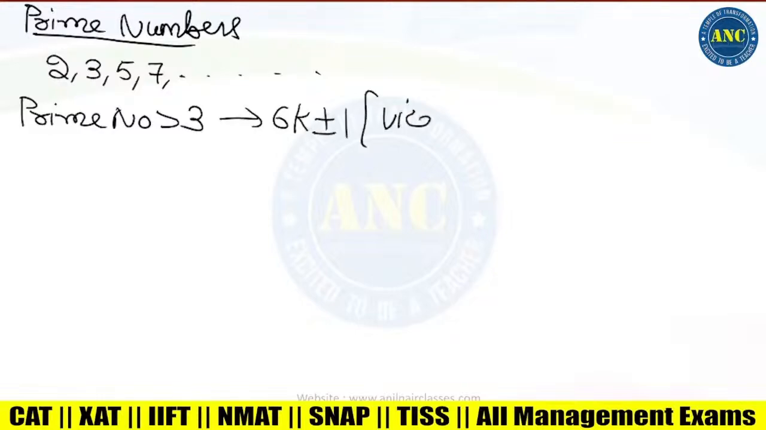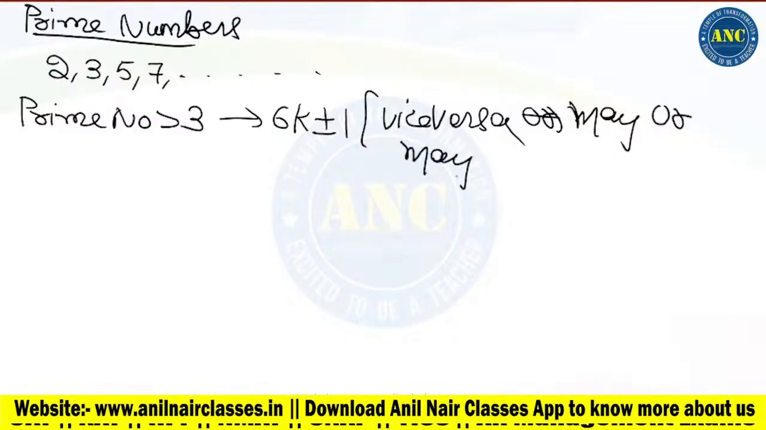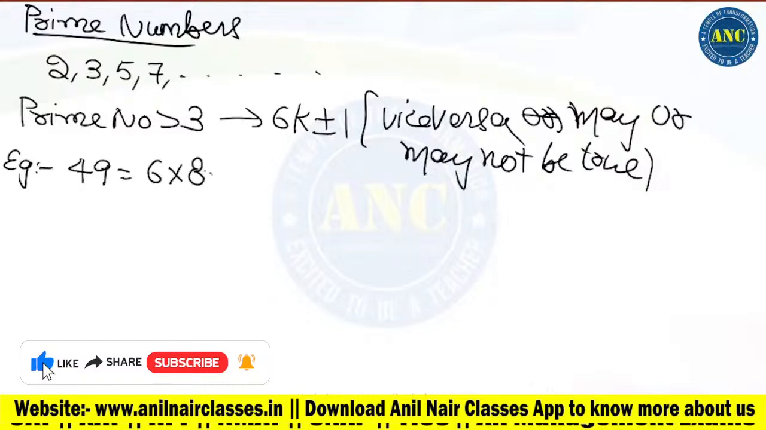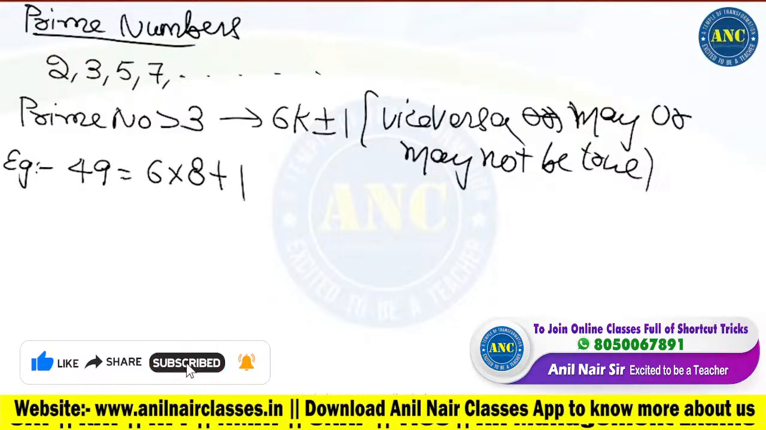Vice versa, all the natural numbers which are of the form 6k plus or minus 1 may or may not be prime. For example, 49. 49 is 6 into 8 plus 1.